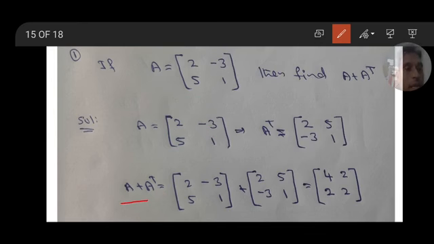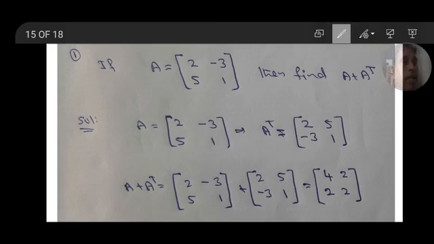Sum: A plus A transpose. A matrix plus A transpose matrix. Addition: 2 plus 2 is 4. Minus 3 plus 5 is 2. 5 minus 3 is 2. 1 plus 1 is 2. So [4, 2; 2, 2] is the answer of the A plus A transpose matrix.